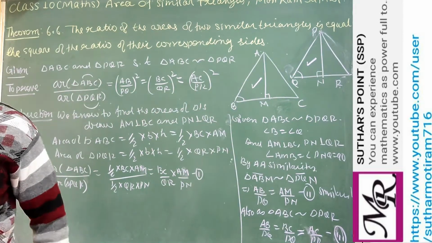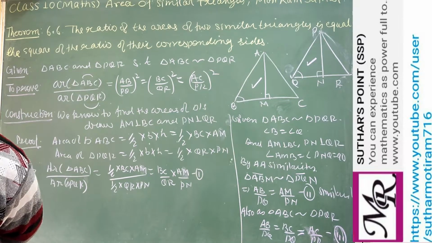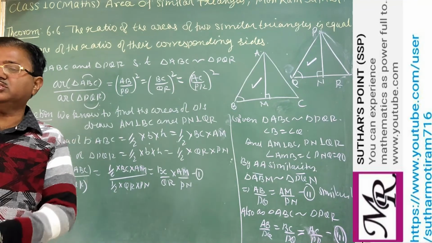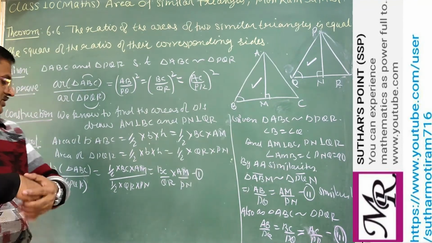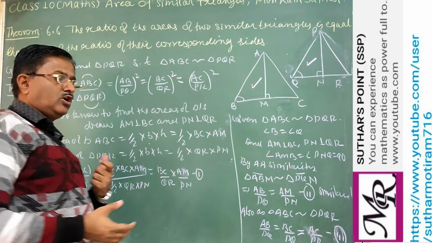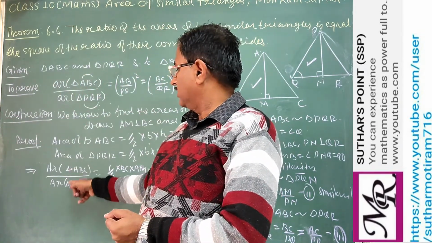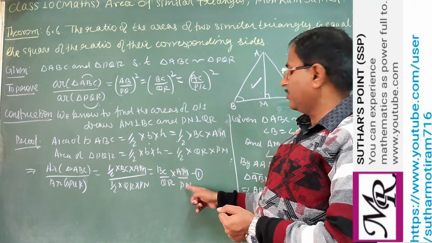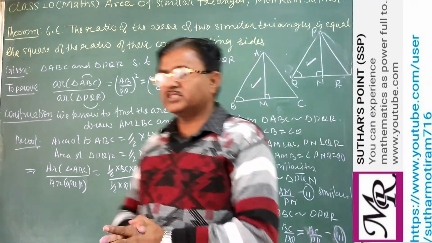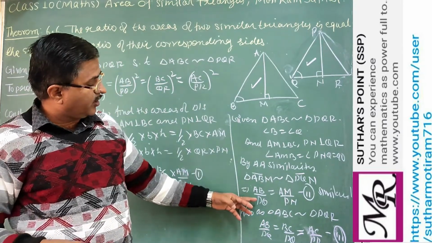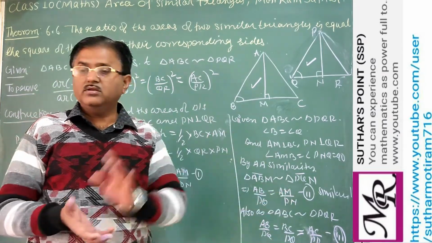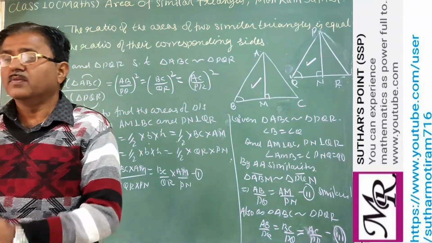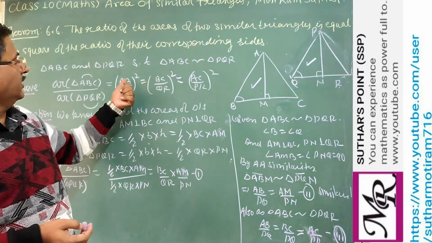Now dear students, we see the three equations very carefully. Now we have to establish the relation between all these three. The first is the ratio of the areas: the ratio of areas is equal to BC upon QR into AM upon PN. The second says AB upon PQ equals AM upon PN. The third says all three corresponding sides are proportional. Now our target is to find this.